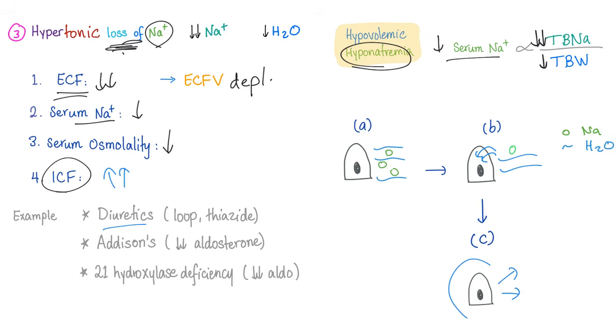Examples in real life: diuretics, because remember, when you give a patient a diuretic, this was a quiz question, you lose more sodium than water. How about Addison's disease? Same thing. 21-hydroxylase deficiency, same thing.